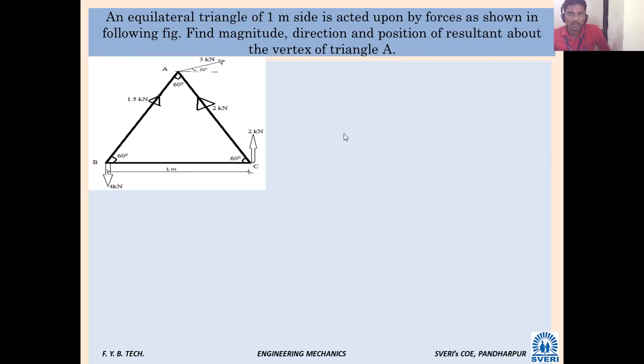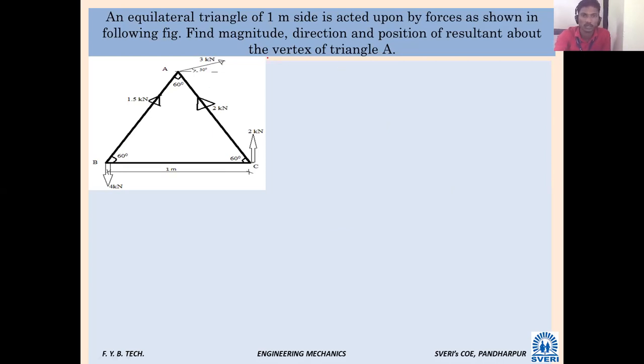The forces as shown in the following figure, and we need to find magnitude, direction, and position of the resultant. Most important thing, with respect to the vertex of the triangle A. So, simple problem. Forces are increased a little, nothing else. So with the beginning you can start.